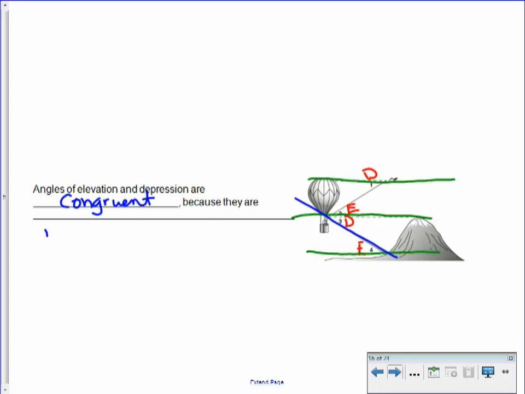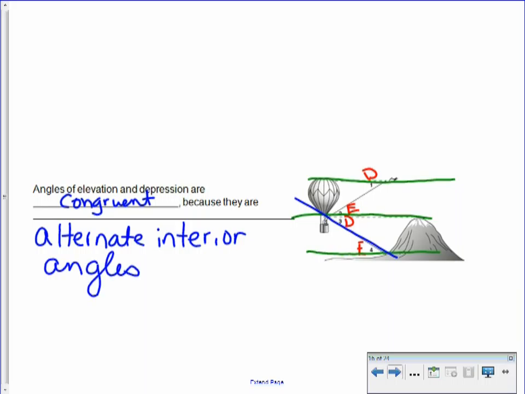Because they are, I'm going to write down here since the space is a little small, alternate interior angles. So while you can, of course, subtract from 90 degrees, as we mentioned, that makes a 90-degree angle there at the top, you can also just say, okay, if I know this angle of depression, I also know the angle of elevation down here, so I can use that as my reference angle when I'm trying to find this. So either way is a way to handle the problem.